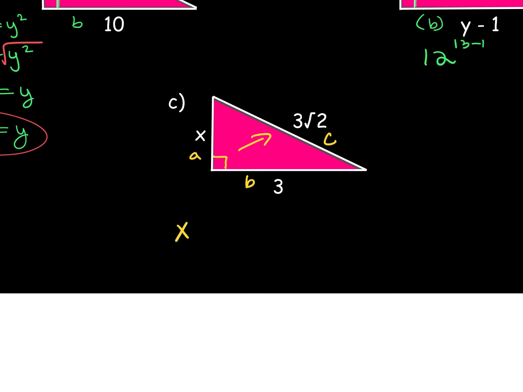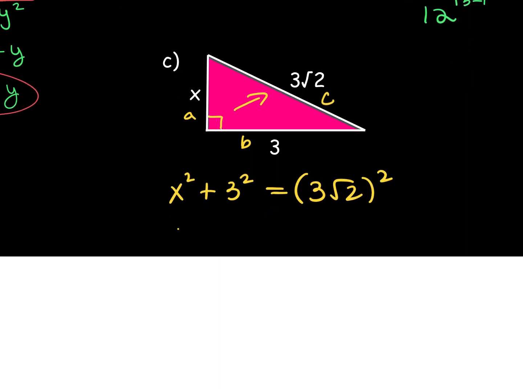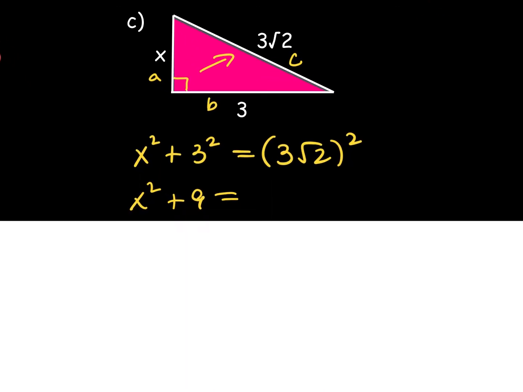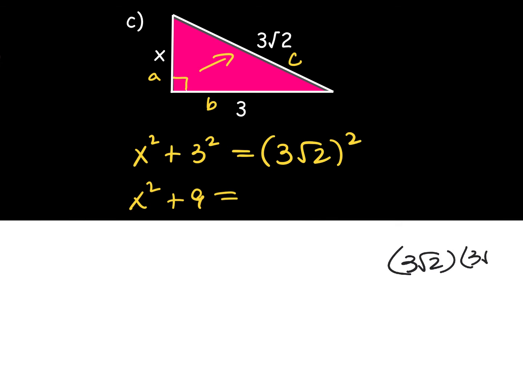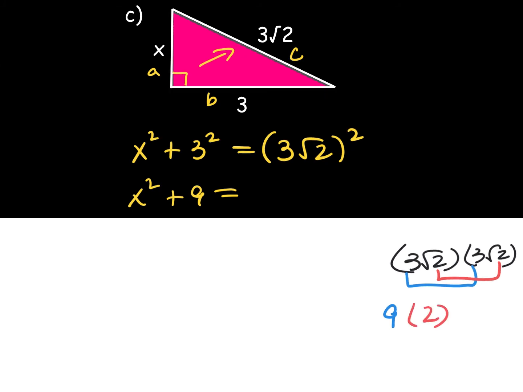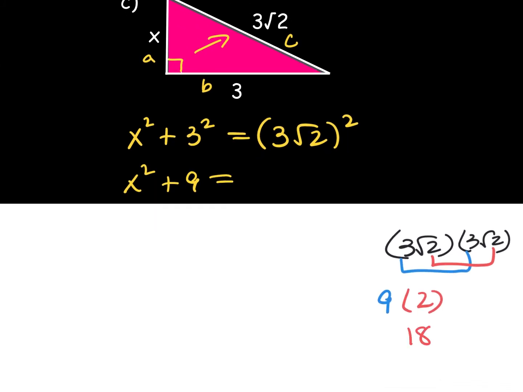So I'm going to do x squared plus 3 squared equals 3 square root 2 squared. So 3 squared is 9. And again, I'm going to be doing 3 square root 2 times 3 square root 2. And once I do this, 3 times 3 is 9. And then when I do the radical 2 times itself, the radical just disappears. So this becomes 18.